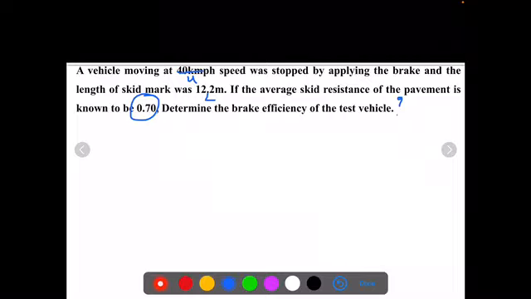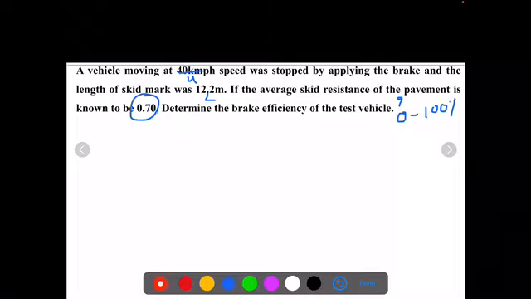So with respect to the braking efficiency, I would like to tell you one thing. The brake efficiency value will vary from 0 to 100%. Okay, so the brake efficiency value is taken as 100% when you apply the brake and the vehicle comes to a stop immediately, the instant you apply the brake. Then you can say that the brake efficiency is 100%.